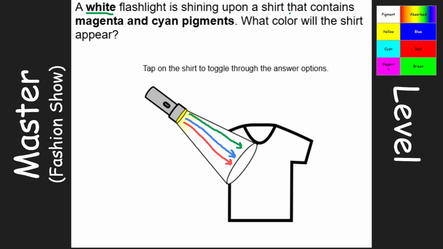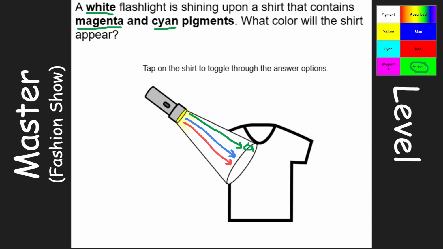Okay, all the colors of photons are headed towards this shirt because it says a white flashlight is shining on a shirt that contains, oh, here we go, here's some more information. Be sure you're looking up here, magenta and cyan pigments. What color will the shirt appear? Well, what does magenta do?